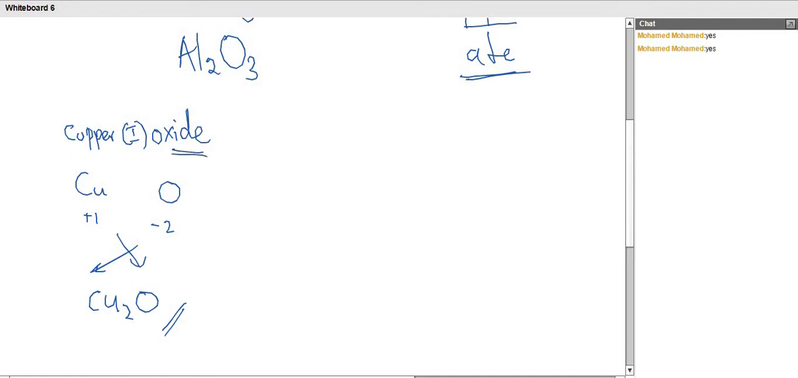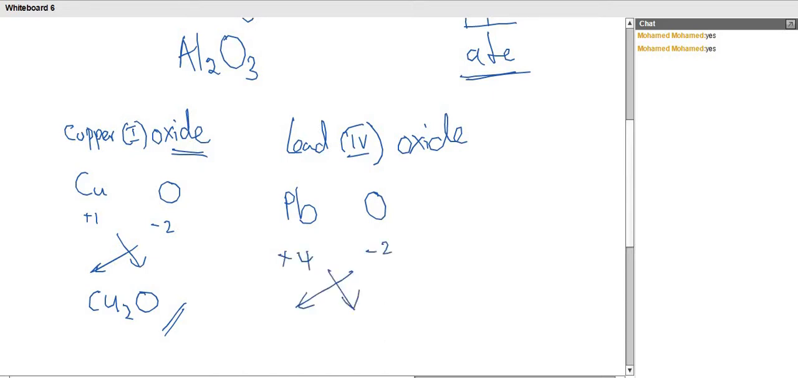Yeah, so "ide" means it's ending with an element. Another example, if it is lead 4 oxide, Pb and O, lead is plus 4, oxygen is minus 2, you cross the valencies, you get Pb2O4. Now, there's an extra rule here. Whatever you cross, that is the valency, if you can simplify the valency, you should simplify. Now, in this case, 2 and 4 can be simplified and given as PbO2. Right, you simplify only what you cross. Clear? So if you can simplify them, then you should simplify it.